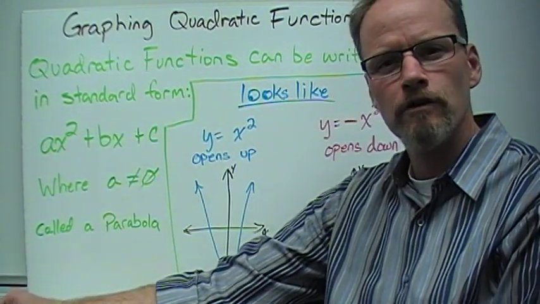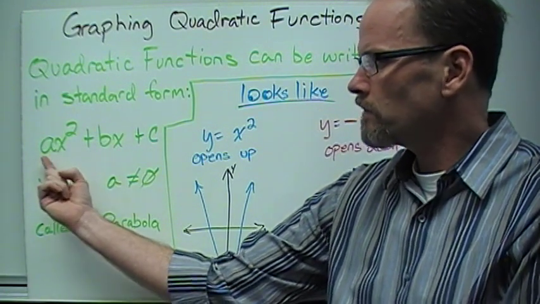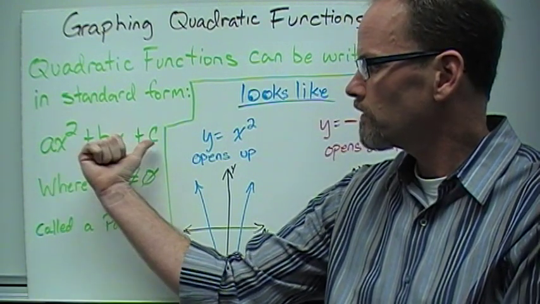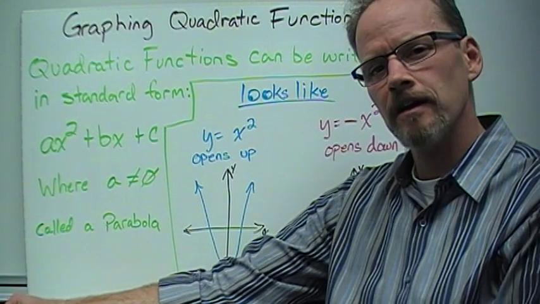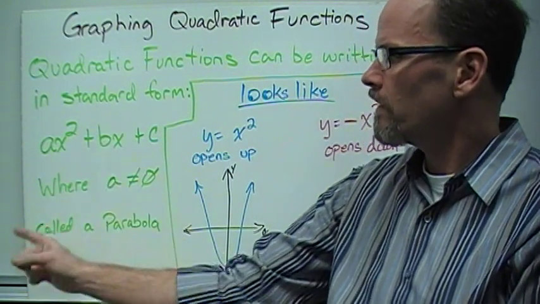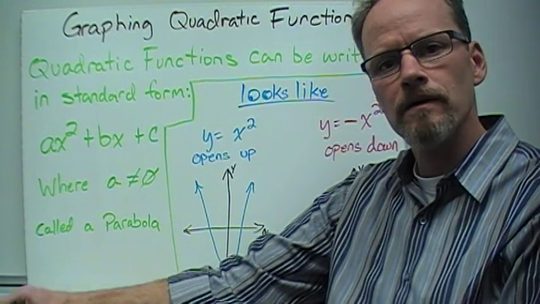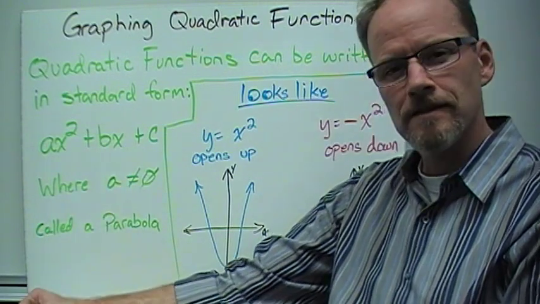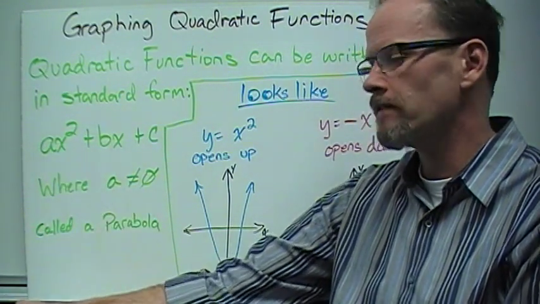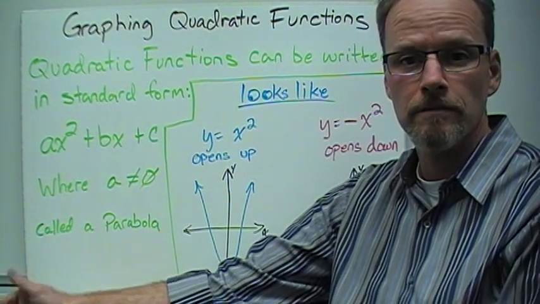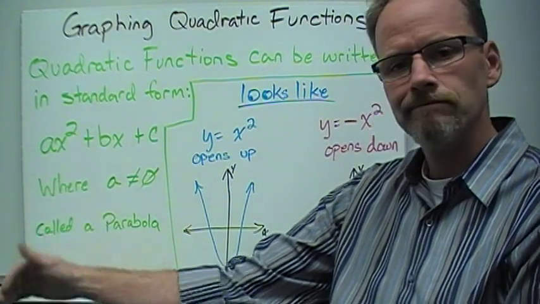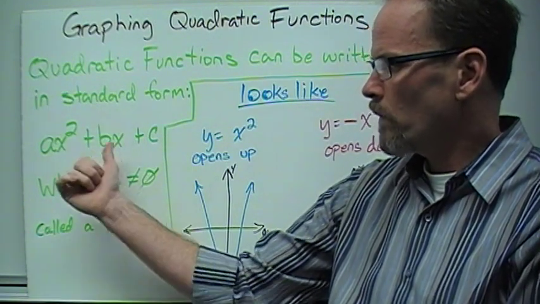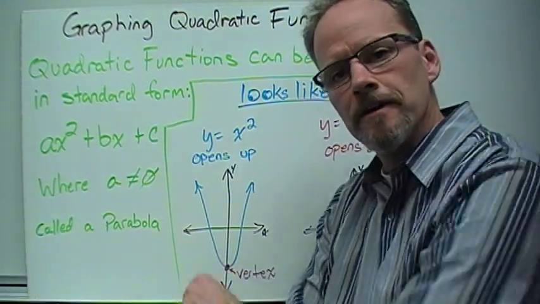I want you to remember that standard form is a form such as this: ax squared, a is the coefficient of x squared, plus bx plus c. Ax squared plus bx plus c. They're in this order right here, with the highest power or highest exponent going first. Also, a does not equal 0. So I need to have an x squared term in there. If a was 0, then it wouldn't be in this standard form. When we graph this, it's going to be called a parabola.